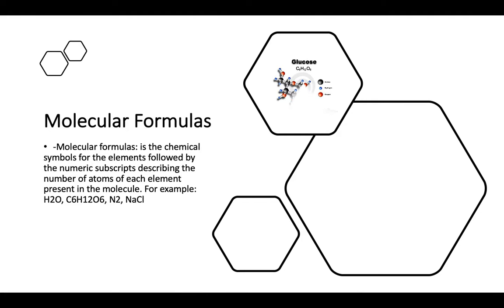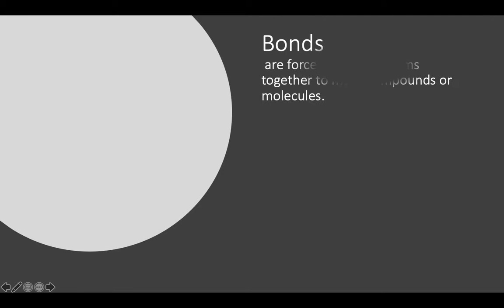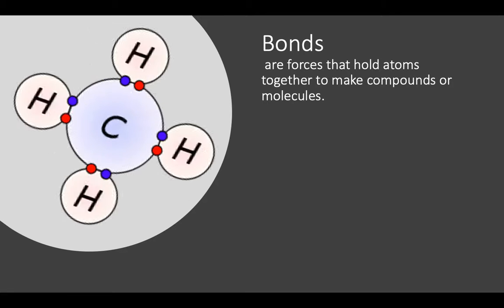A molecular formula is a chemical symbol for elements followed by the numeric subscripts describing the number of atoms of each element presented in the molecule. So down here I do list a couple of examples. The one I want to point out is going to be glucose. The molecular formula for glucose is C6H12O6, which is letting us know that in the glucose molecule, it has 6 carbons, 12 hydrogens, and 6 oxygens. So it's basically just letting you know what elements are listed in the molecule and how many.